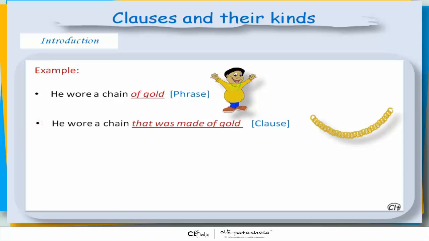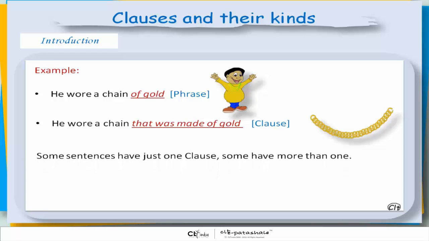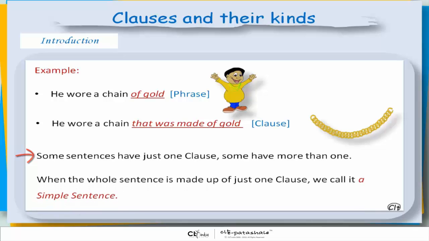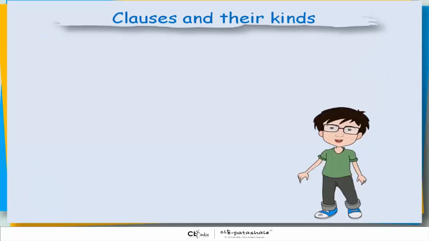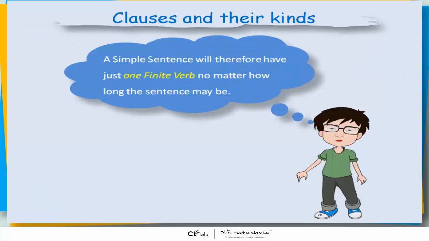Now the first sentence has a phrase, of gold. The second sentence means the same, but instead of a phrase we have a clause that says that was made of gold. Both are simple sentences. Some sentences have just one clause, some have more than one. When the whole sentence is made up of just one clause, we call it a simple sentence. A simple sentence will therefore have just one finite verb, no matter how long the sentence may be.